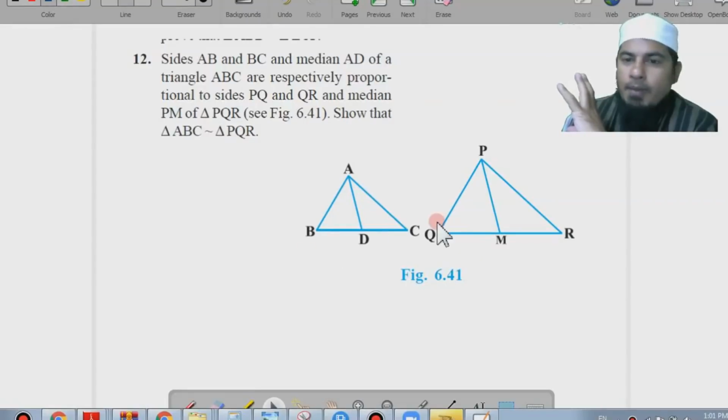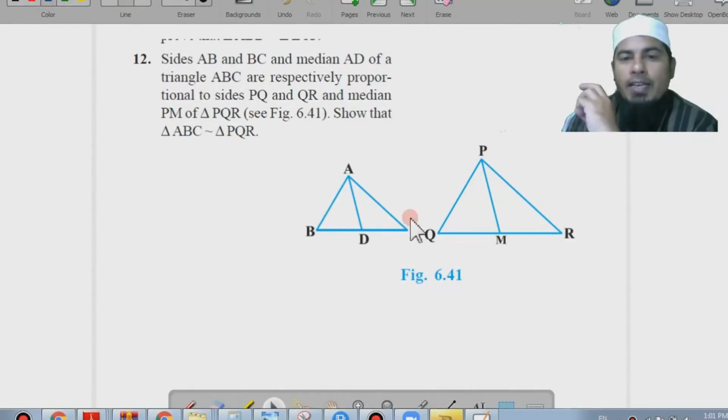How? AB/PQ is equal to BC/QR. BC/QR can also be written as half BC/half QR. Half BC and half QR can be changed to BD/QM because AD and PM are medians, and they divide the opposite side into equal halves. Now AD/PM is also proportional. So these two triangles are similar by the SSS similarity criterion. Then by CPST we can write angle ABD is equal to angle PQM.